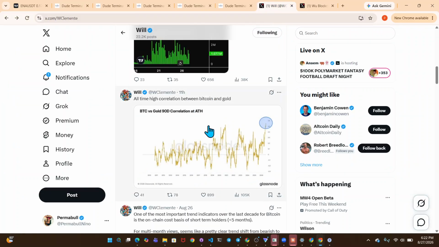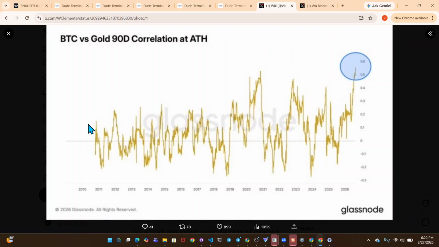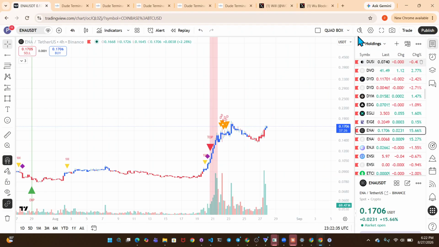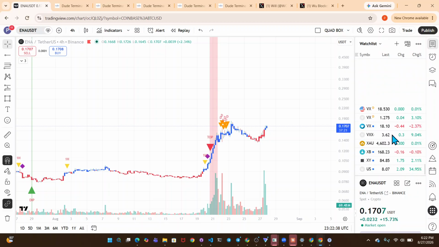So I'm on Will Clemente's Twitter because he had a good tweet today that I liked. He pulled this data from Glassnode and the BTC versus gold 90-day correlation at all-time high. And you can see right here, we've talked about the idea that the debasement trade might be back on, and that gold was actually looking halfway decent along with Bitcoin. So we can go back to the gold chart really quick. I'm going to show this very briefly.